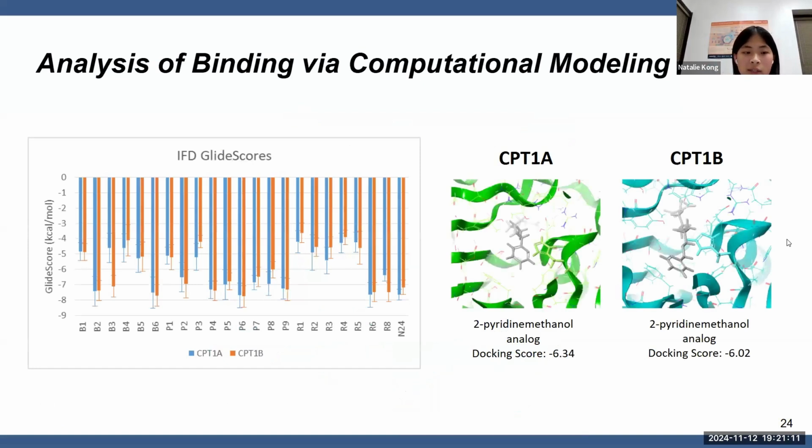The graph on the left is currently our initial results for our induced fit docking, with CPT-1A in blue and CPT-1B in orange on the graph. There is no major difference between CPT-1A and CPT-1B, as most of the results are still within the margin of error. However, we still believe that some of these ligands may be promising in the future, though we are still rerunning these results in duplicate in order to confirm them.